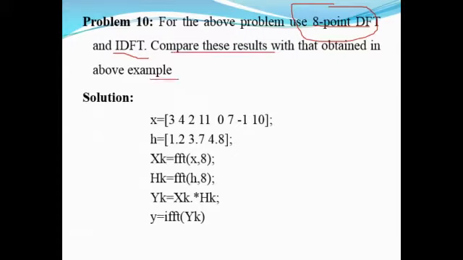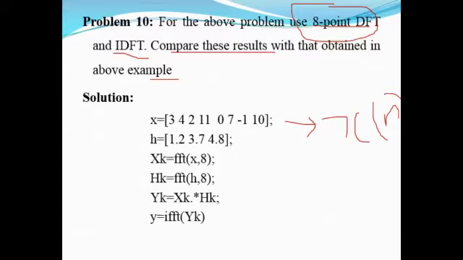In the previous example, we determined x of k, we determined h of k, we determined y of k, and using inverse DFT we determined y of n. The same concept is used here. Considering it, x is the input 3, 4, 2, 11, 0, 7, minus 1 and 10. So this is the input sequence x of n, and h of n is 1.2, 3.7, 4.8. So this is the other sequence, h of n.